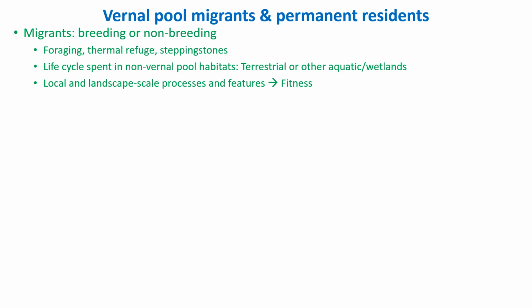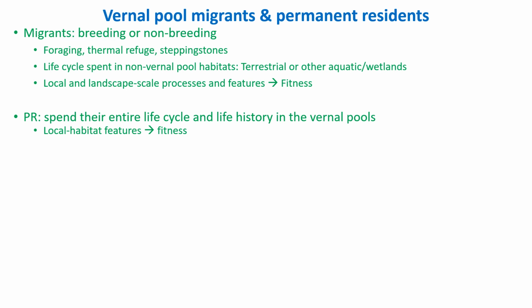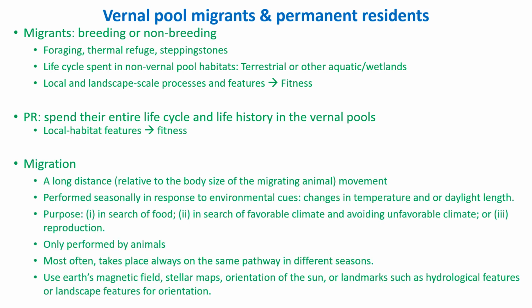The habitat continuity, connectivity is extremely important. Lack of disturbances is also important across the landscape for these guys to migrate. Permanent residents spend their entire life cycle and complete all the life history functions in the vernal pool, right? So for their fitness, the landscape scale features matter very little, right? Mostly the fitness is coming from the local scale features. We look back at the migration, which needs to be addressed in detail.